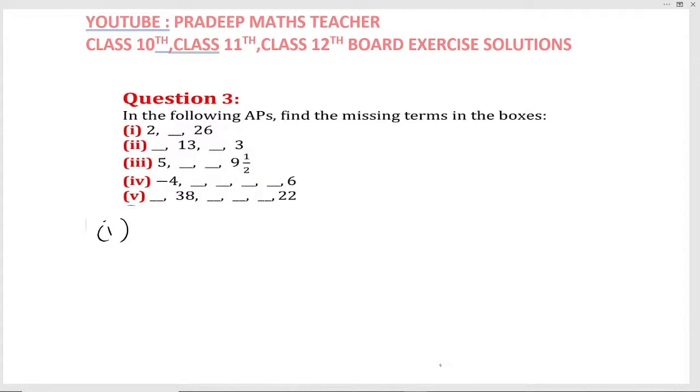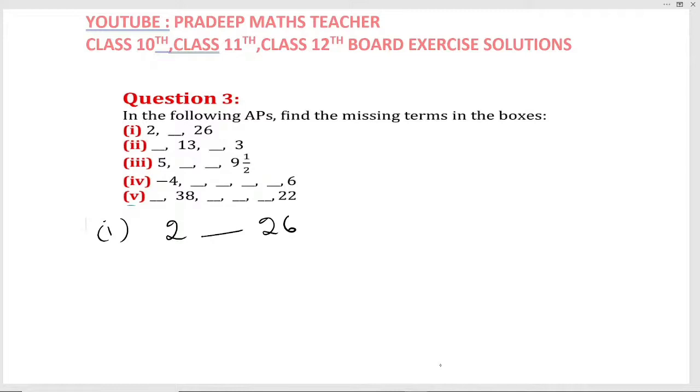The first one: 2, dash, 26. So you need to find the missing term here. Okay. Now how will you find the value of this? As usual, if you know the nth term of an AP and the introduction about AP, definitely you can solve this. So I will teach you how to solve this.